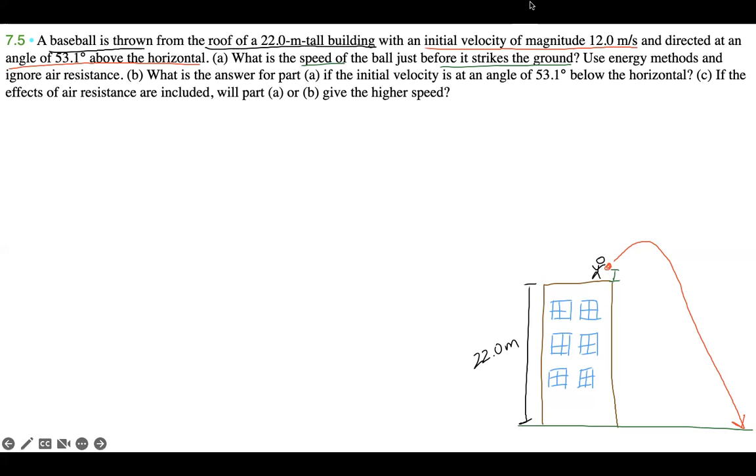Okay, so part A is asking for what is the speed of the ball right before it strikes the ground. Something I'm going to bring up right now is that you might have noticed that I don't have an up and down, plus and minus coordinate system, right? So I haven't defined what's up, what's down. I mean, obviously up is up and down is down, but if up is positive and down is negative, or if up is negative and down is positive. And there's a reason for this.